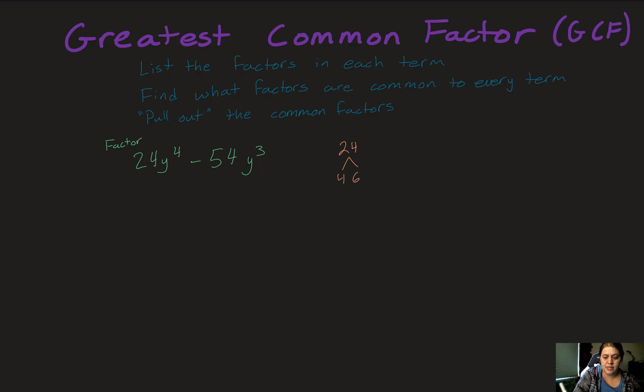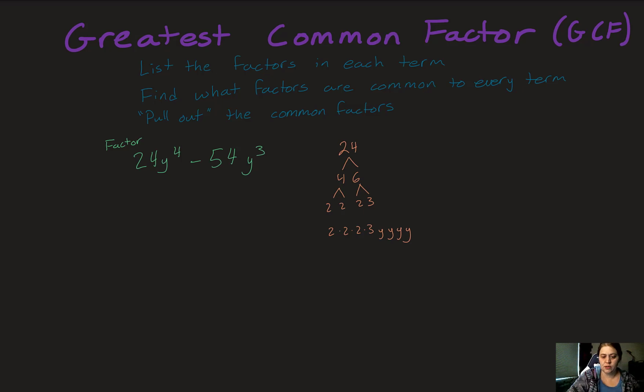That'd be a 4 and a 6. Let's see, 4, that's a 2 and a 2. 6 is a 2 and a 3. So 24 is 2 times 2 times 2 times 3. And then we've got y to the 4. So 1, 2, 3, 4.